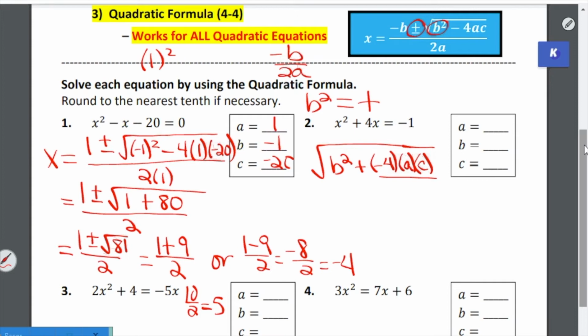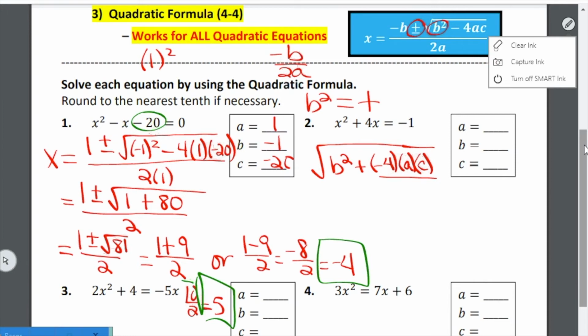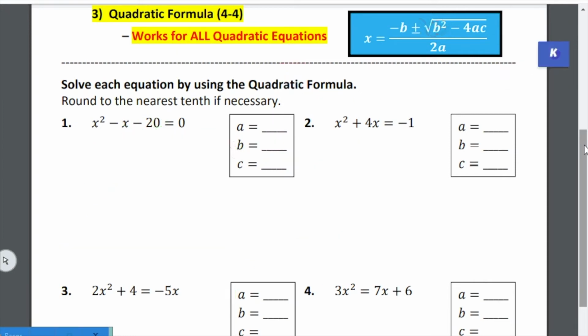So while that's a lot of work, in that case, in my opinion, factoring would have been much, much easier, because notice we came out with answers with no radicals, 4 and 5, and we could have factored that up here. We could have seen that 4 and 5. So our answers are positive 5 and negative 4. So you can always use the quadratic formula, but you don't have to. You can factor if you want to.